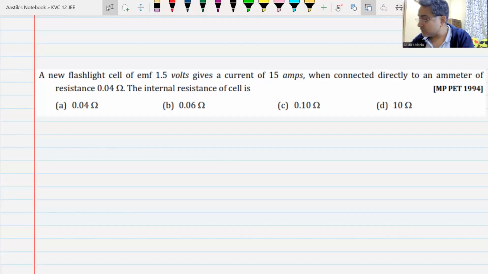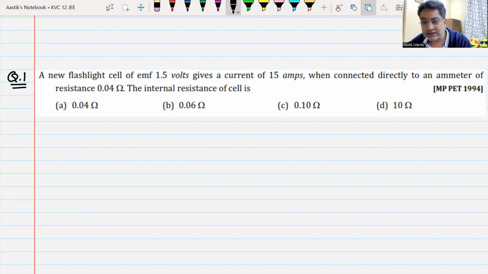Well, then here comes the first question. These are the type of questions you will find in your examination hall. A new flashlight. Why is it written new? So that the EMF remains same. A new flashlight, you must understand that once a battery is used, with time its EMF decreases. A new flashlight of EMF 1.5 volt gives a current of 15 amperes when connected directly to an ammeter of resistance 0.04 ohms. What is the internal resistance of that battery?